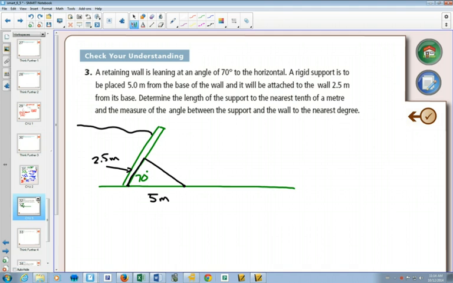We want to determine the length of the support, that would be this x right there, to the nearest tenth of a meter. And then measure the angle between the support and the wall, I'll mark that as theta, to the nearest degree. So basically they're asking us to solve this triangle. Because once we found x and theta, there would only be one angle left, and they would all add up to 180, so it wouldn't really be hard to find that last answer. We just use basic subtraction. So this question is basically asking us to solve the entire triangle.